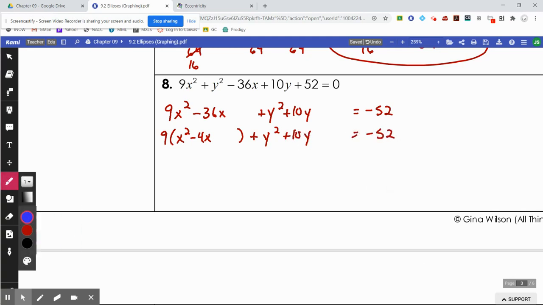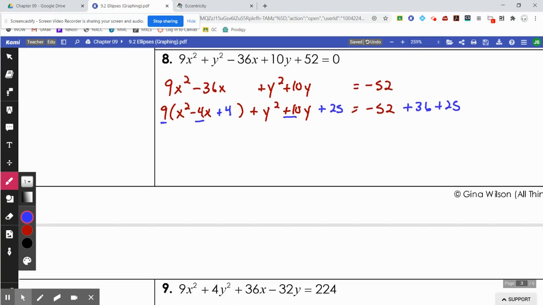Now let's complete the square. Half it, multiply it times itself, we're going to add 4. But again, be careful. There's a 9 in front of that parenthesis, so 9 times 4, you actually added a 36 to that side. Half it, square it. There's no number in front, so we don't have to worry about that. We're going to add 25, so let's add 25 over here. And now we're in good shape.